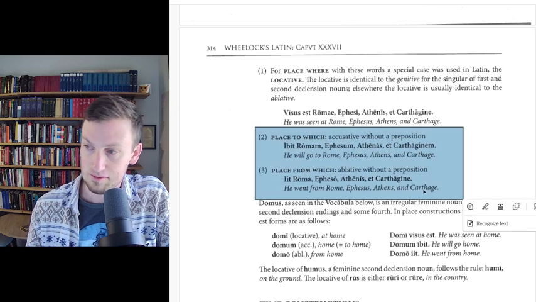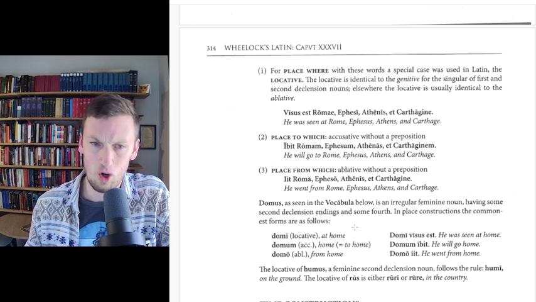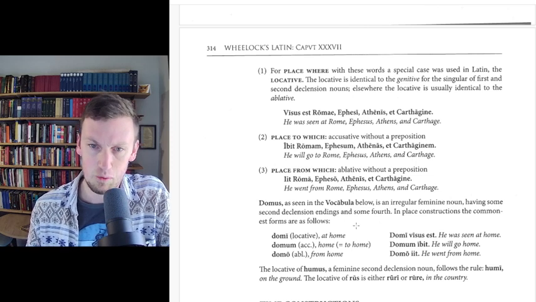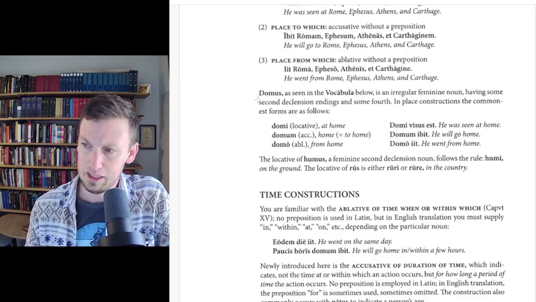And then you have some additional uses. There's nothing unusual with that. That's the normal use of the ablative and the accusative. I'm not sure why there's this little strange arrangement of material here.